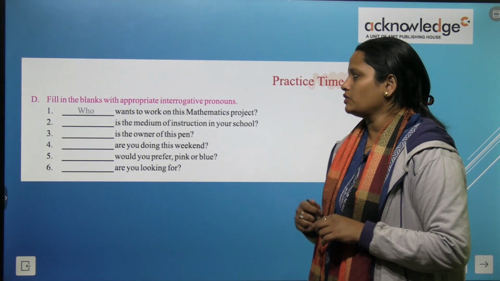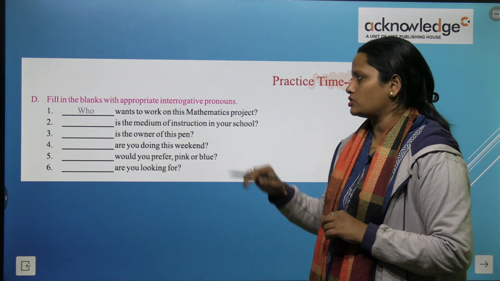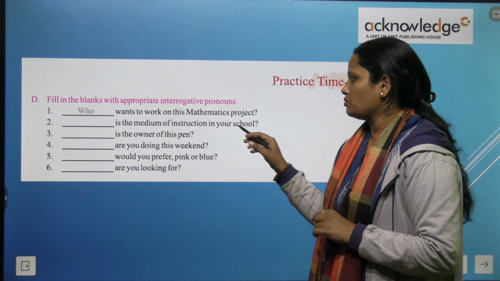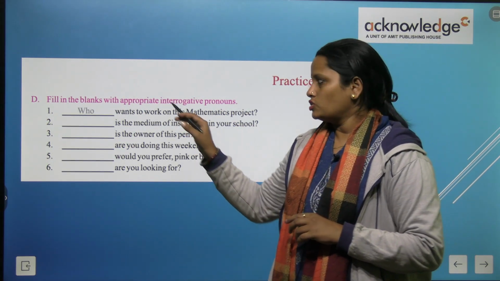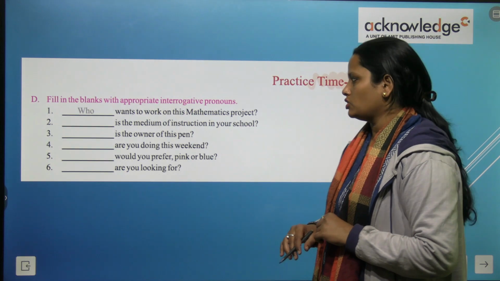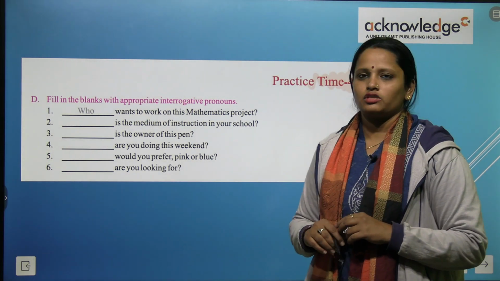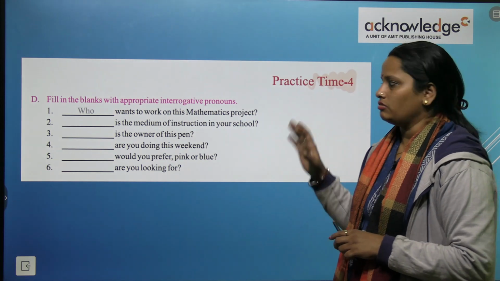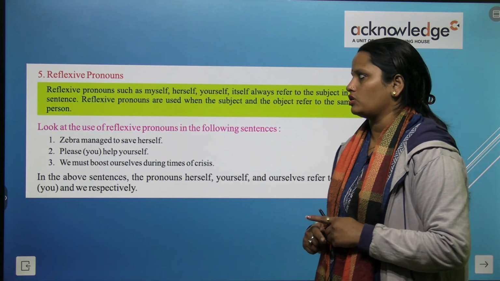Now fill in the blanks with appropriate interrogative pronouns. Who wants to work on this mathematics project? Dash is the medium of instruction in your school. So what is the medium of instruction in your school? And dash is the owner of this pen. Who is the owner of this pen? So children, we have done 3 rest questions. Your homework you have to do on your own.